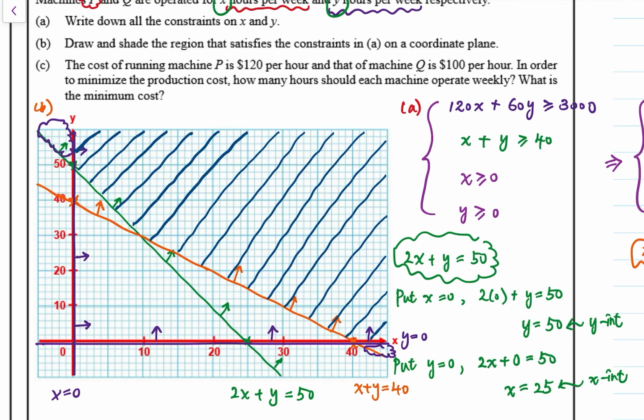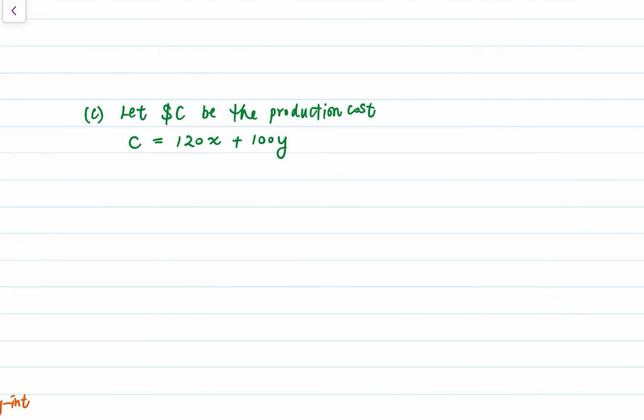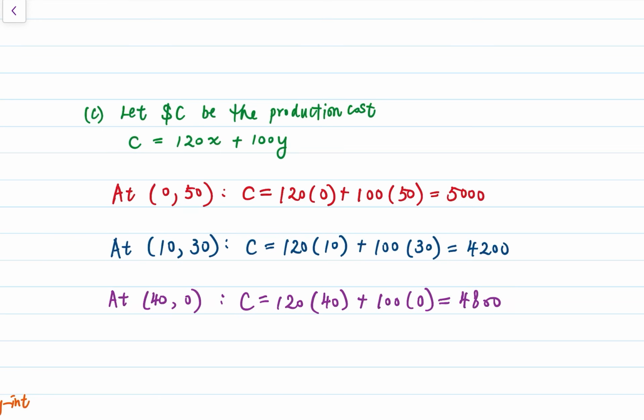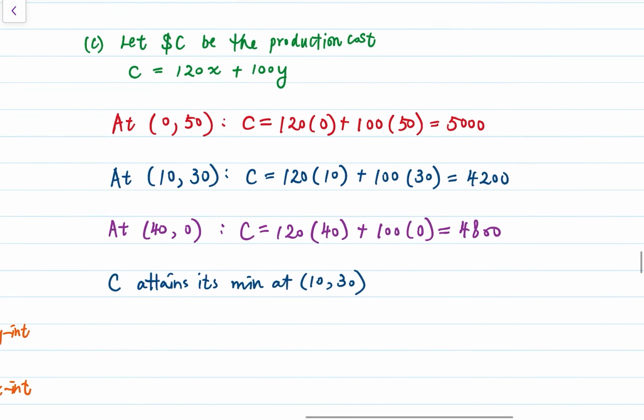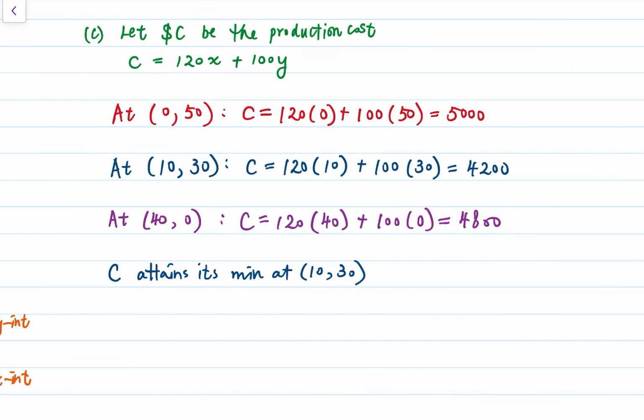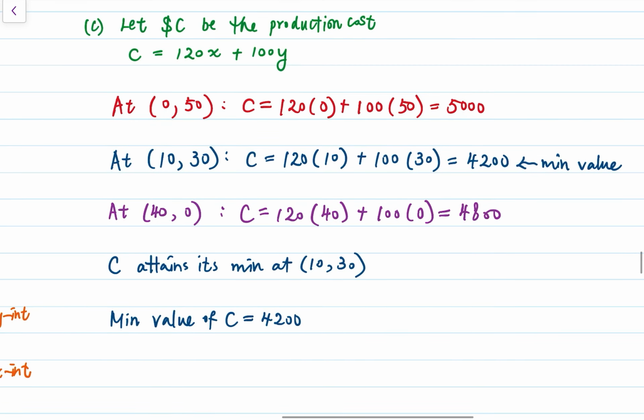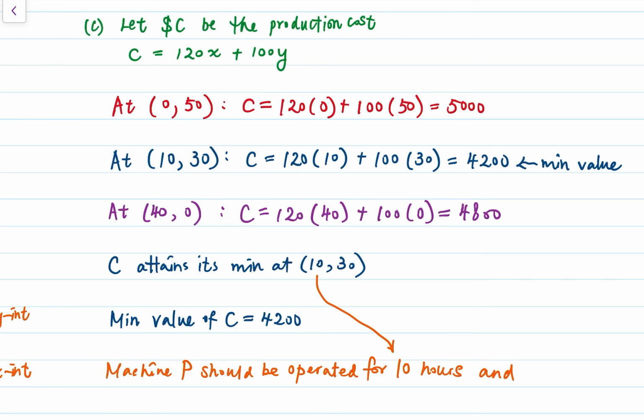The cost of running machine P is $120 per hour, and that of machine Q is $100 per hour. We are going to let C dollars be the production cost, and we want to minimize the production cost. This time we can check the value of C at the 3 vertices. C attains its minimum at (10, 30). And the minimum value of C is 4,200. And machine P should be operated for 10 hours. And machine Q should be operated for 30 hours.